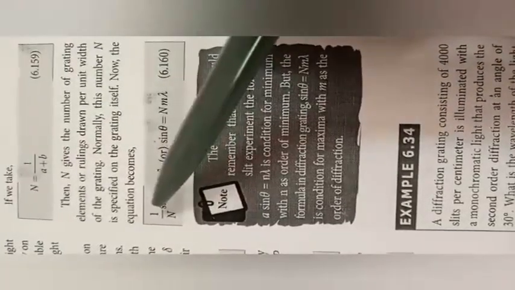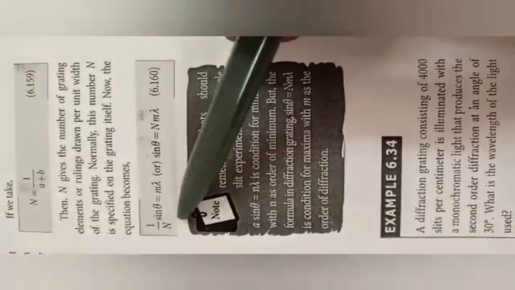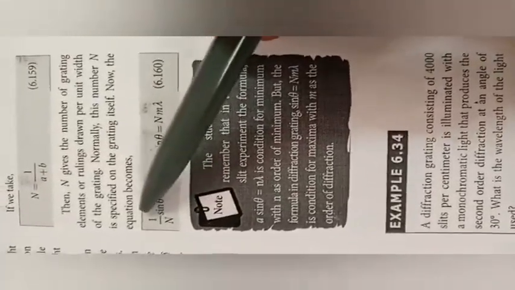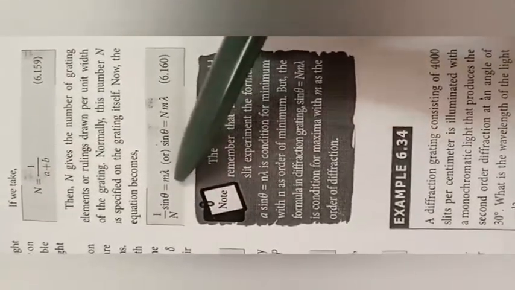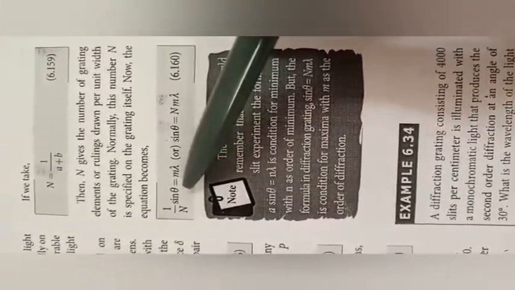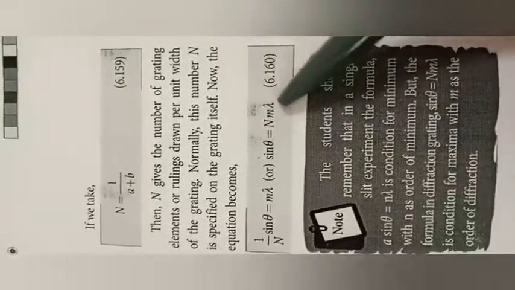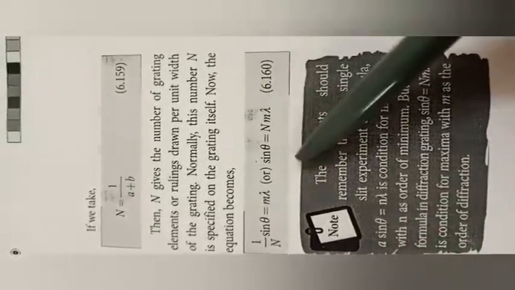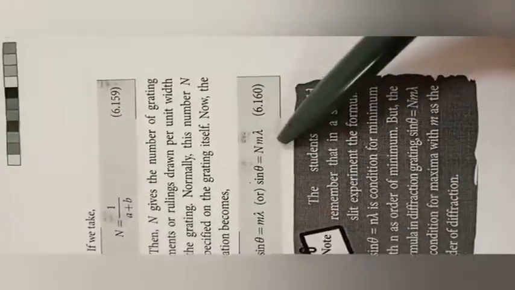So the general equation for the condition for higher order maximum is (1 by (A plus B)) sin theta is equal to m lambda. That can be written as 1 by A plus B equals N. So the final equation is sin theta is equal to N m lambda. This is the condition for higher order maximum for the diffraction in a grating element.